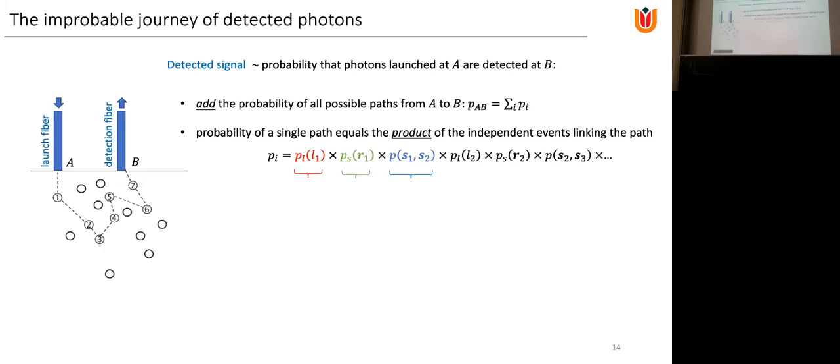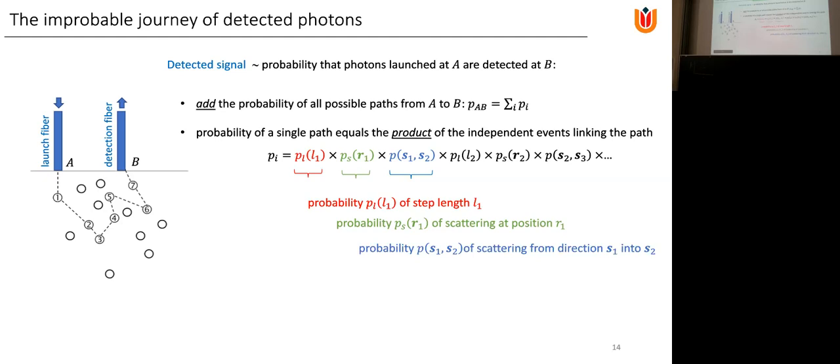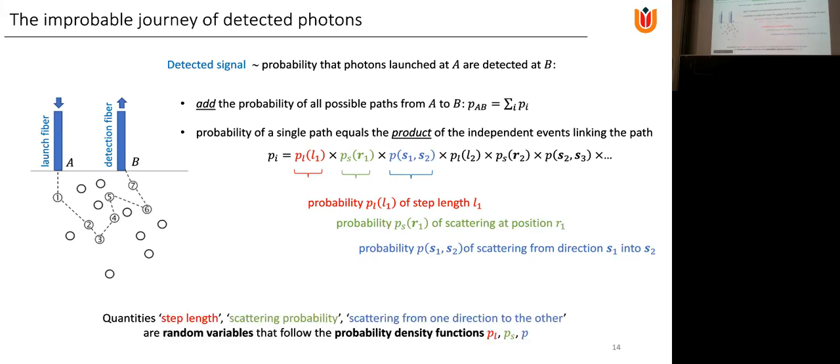Very specifically, for such a path, the total probability of the path contains step lengths. So we need to know the probability of that certain step length. We need to know the probability that at the end of such a step, the photon is scattered. If it is scattered, we have to calculate the probability of it being scattered from one direction into another direction. And after that, it takes another step again, so we would have to calculate that probability again, and so on. So it is basically just a chain of these events: the step length, scattering probability, and scattering from one direction into another. They are treated here as random variables because every individual path is just a random path through the sample. Random variables, but they follow probability density functions that we know.